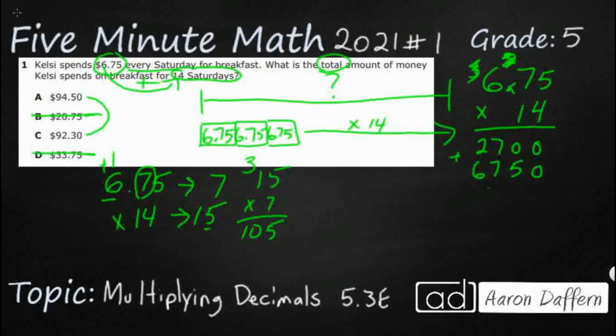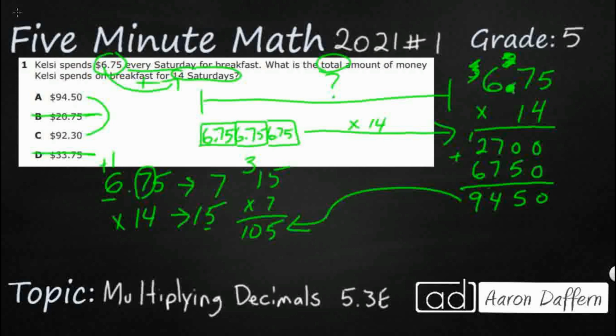Now, what we do is we add. 0, 5, 14, and that's 8, that's 9. So 9,450. Whoa, that's not anywhere close to what I said right here. But remember, this was a decimal. So let's bring this decimal back in.